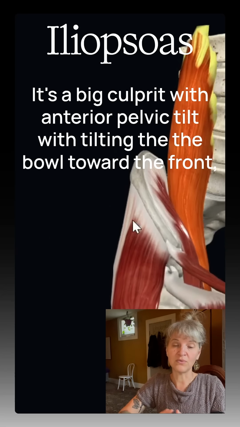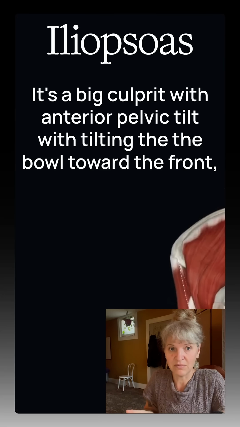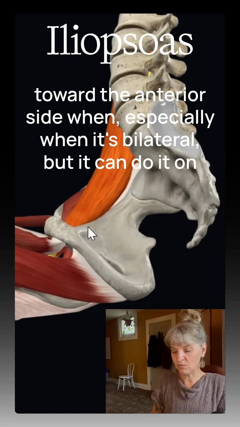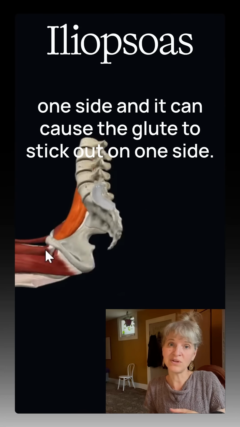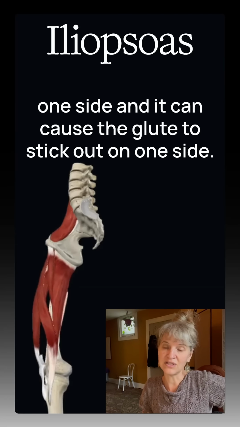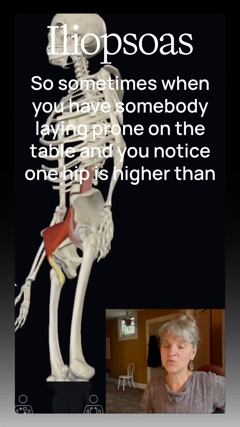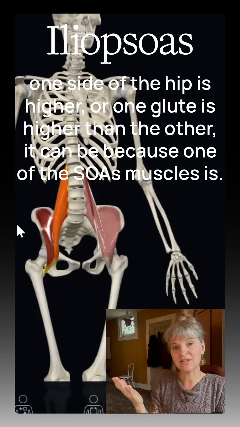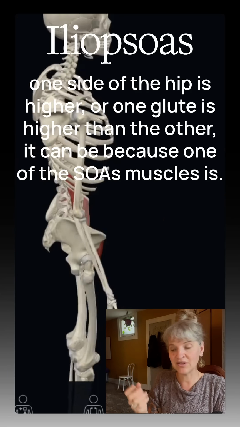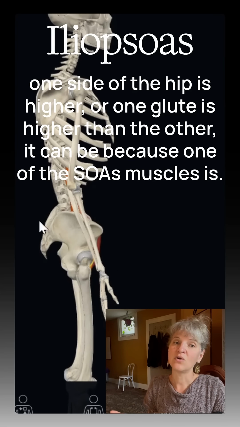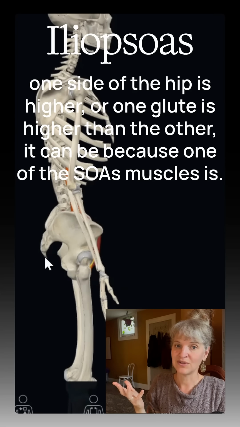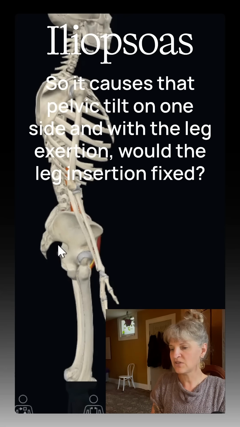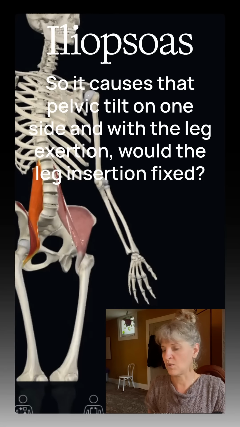It's a big culprit with anterior pelvic tilt, with tilting the bowl toward the front, toward the anterior side, especially when it's bilateral. But it can do it on one side, and it can cause the glute to stick out on one side. So sometimes when you have somebody lying prone on the table and you notice one hip is higher, or one glute is higher than the other, it can be because one of the psoas muscles is shorter or more tense than the other. So it causes that pelvic tilt on one side.